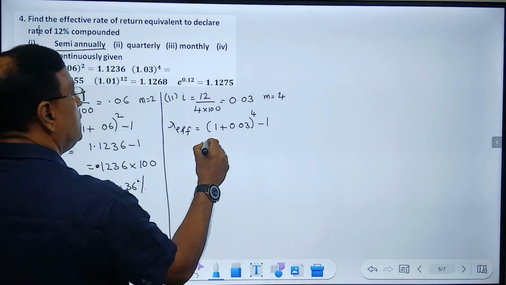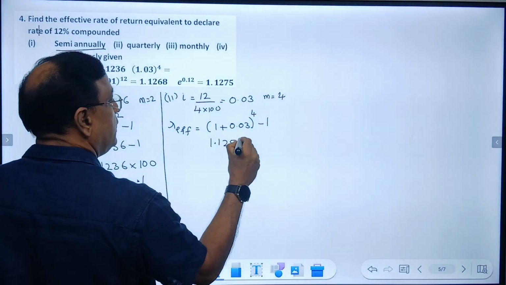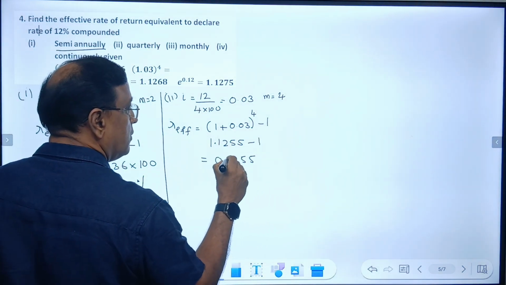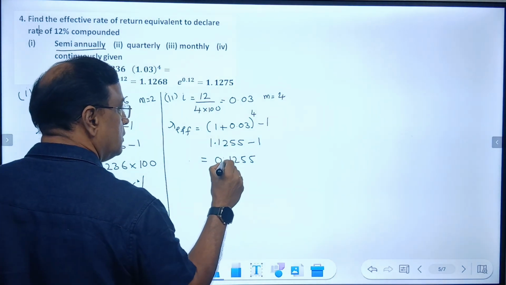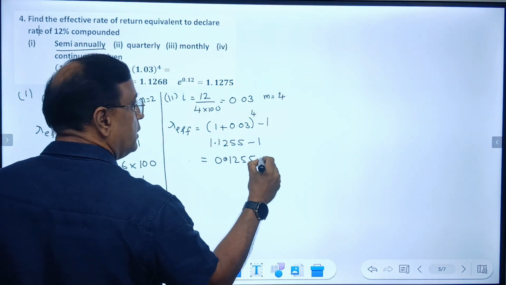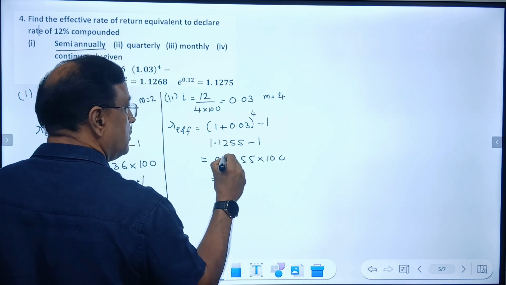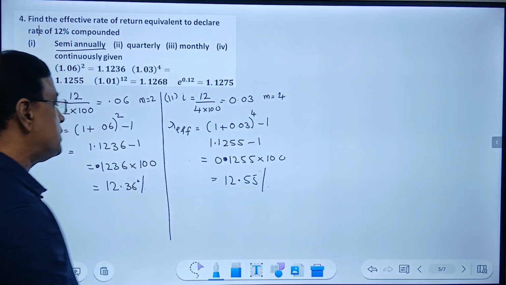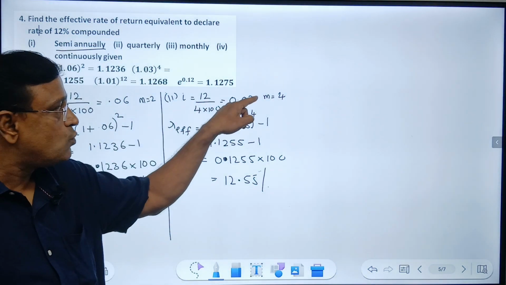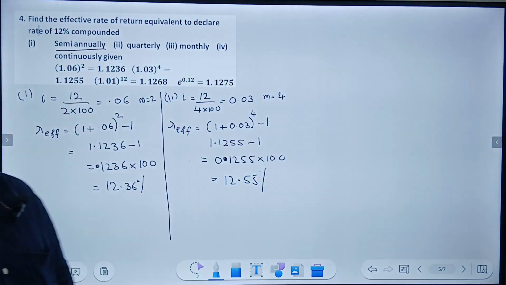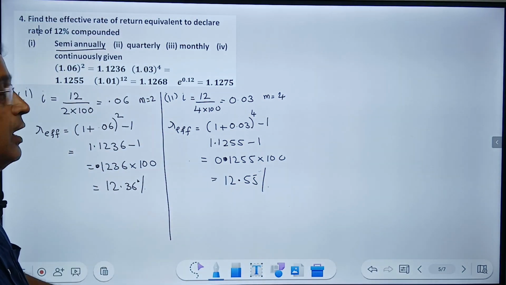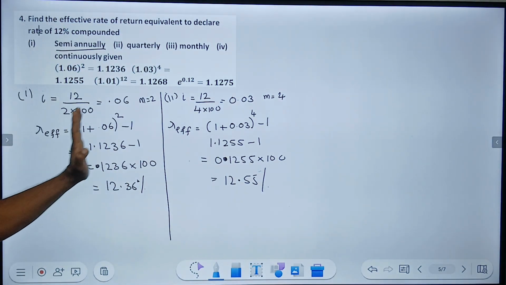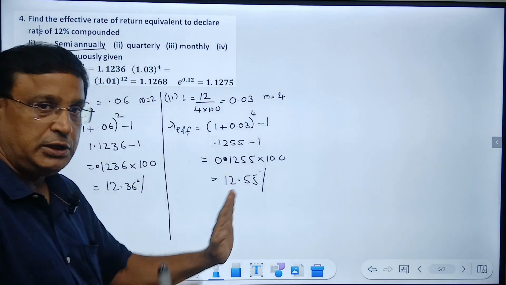The value is very clearly given. It is 1.1255 minus 1, which is around 0.1255. The percentage I'm talking about, okay, into 100, so it will be 12.55%. One way of cross-checking is that when it is quarterly, your effective rate must definitely be more than half yearly, and the half yearly must be greater than the nominal rate of interest, that is 12%. So we are in the right direction. At least conceptually it is clear.